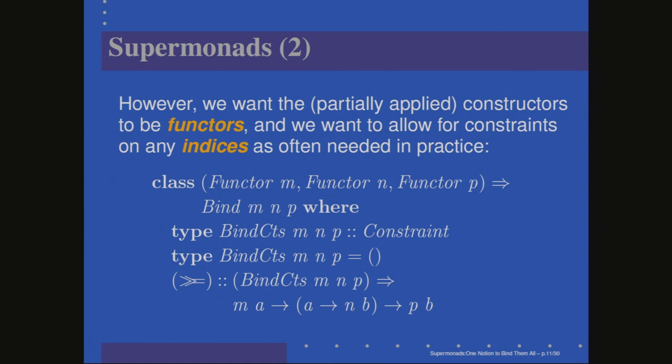Well, we need to do a bit more things first. So if one looks at the categorical foundation of this, as Jan did, one will realize that actually all these things should be functors, and also in practice, you want to be able to impose certain constraints on these indices in your monad. So the actual class we ended up with looks like this, where we insist that m, n, and p are functors, and we also give the programmer an opportunity to impose certain constraints on these constructs as well. Okay.